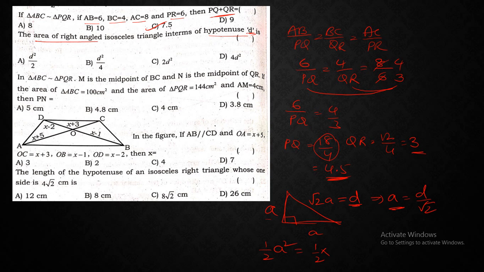So A is D by root 2, A square is D square by 2, which gives me D square by 4. So the answer is D square by 4.